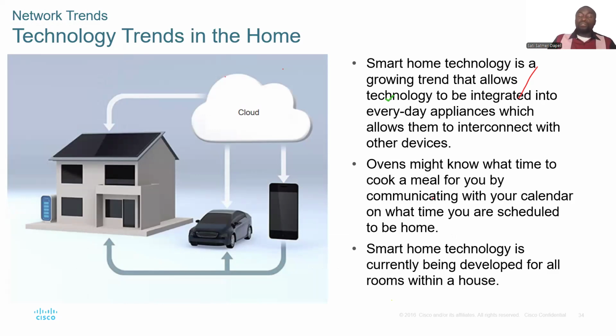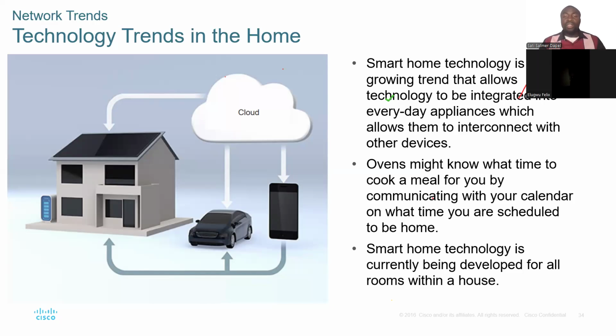Now, still talking about the network trends that are happening, we have technology trend in the home, where you have smart home, or smart technology, smart cars, smart everything, smart house. Your curtains, your fan, your AC, your television, your radio, your equipment, everything is running on a network. In that kind of setup, we call it a smart home.